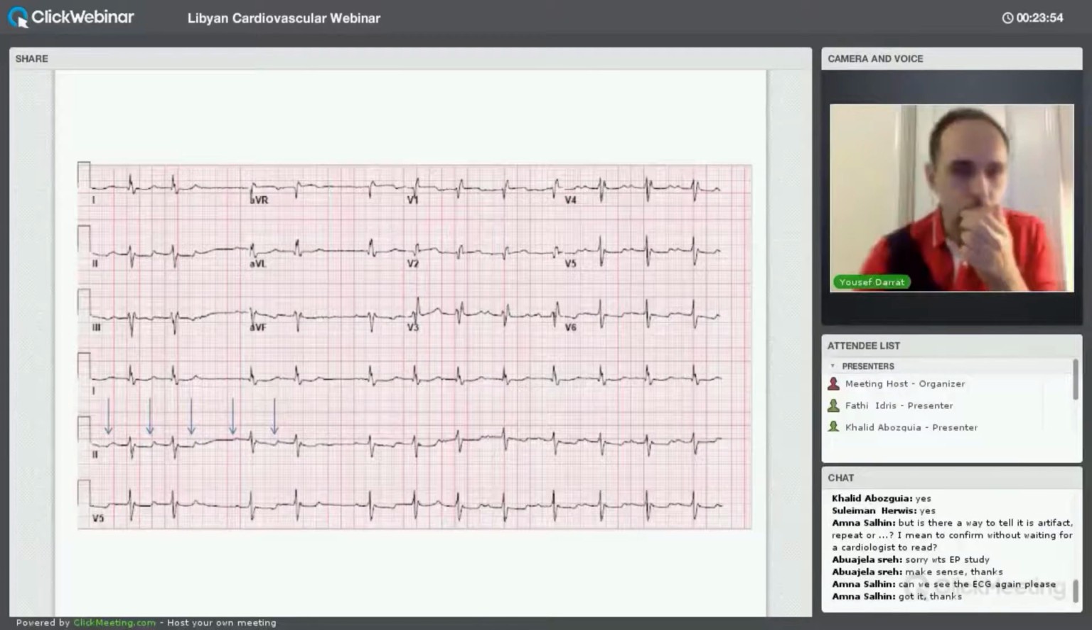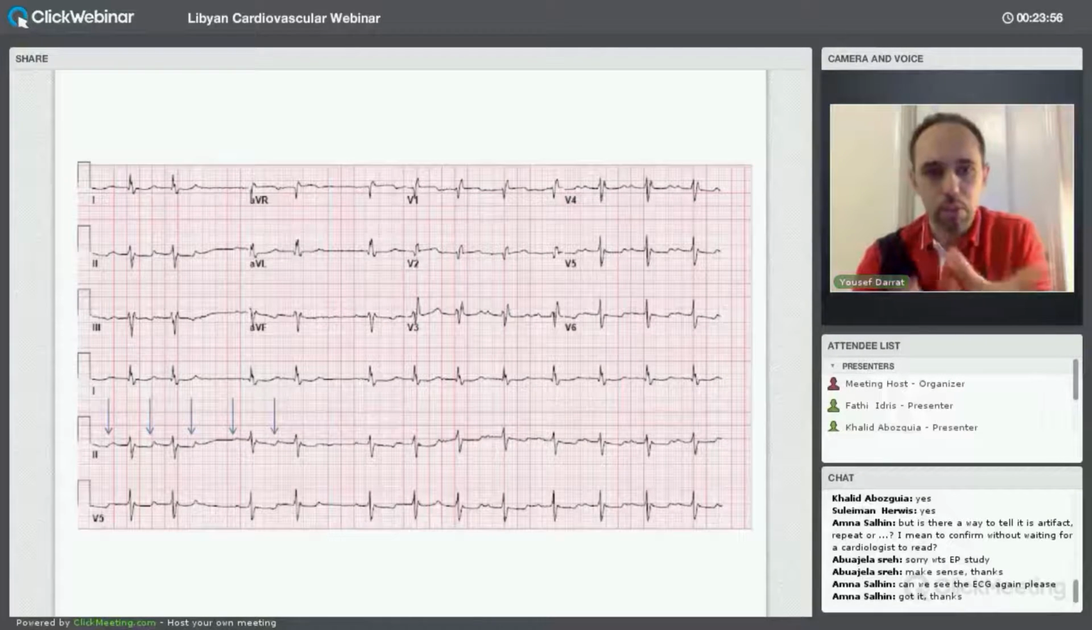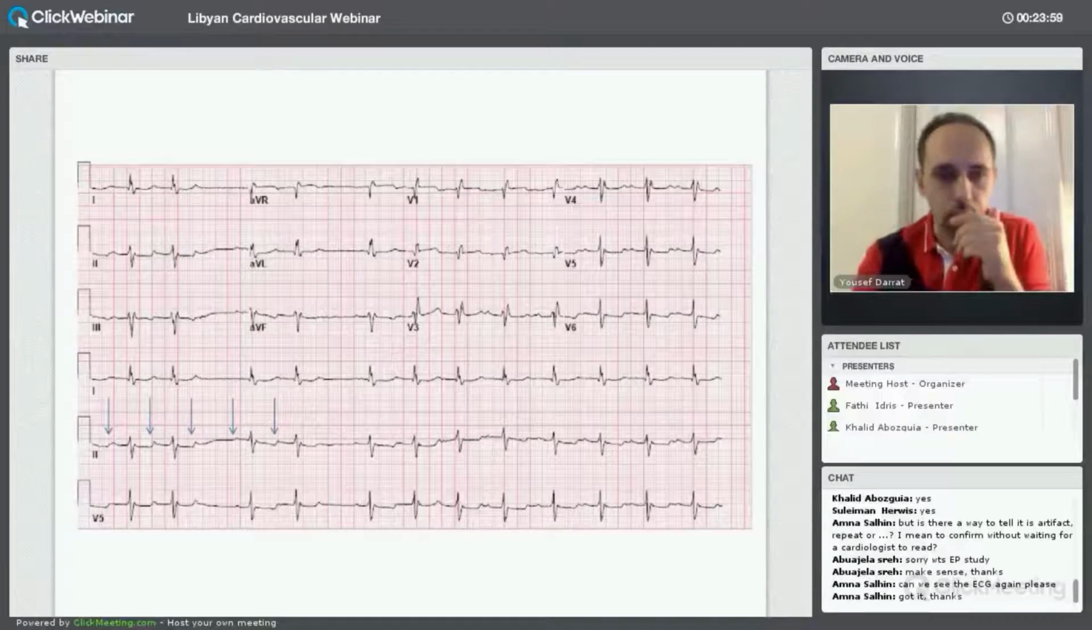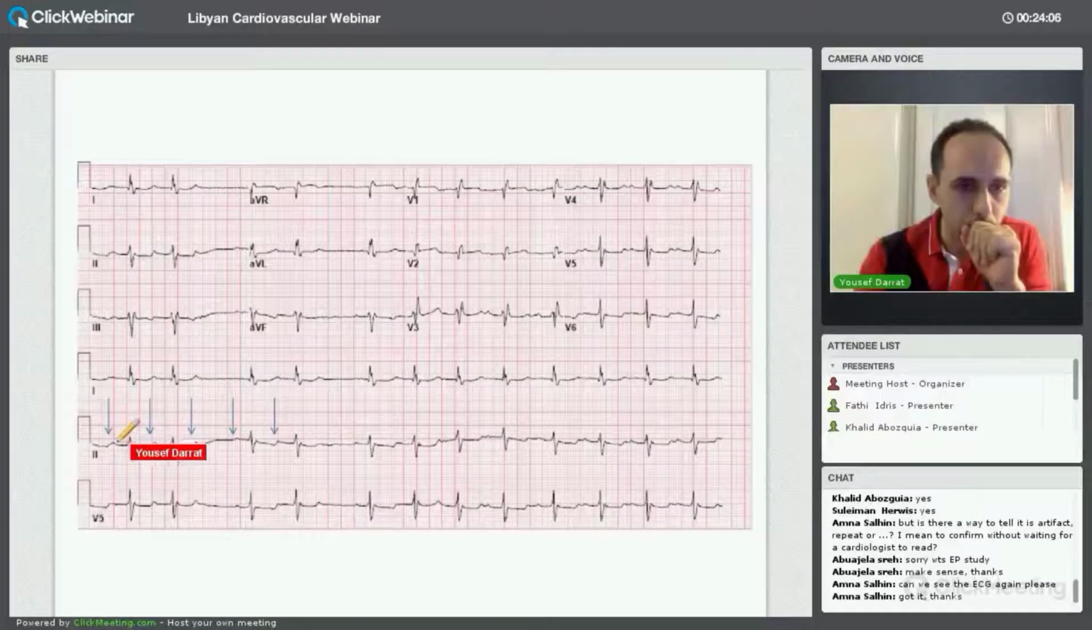You can see that there's some group beating. Whenever I see group beating, I would think of second degree, usually type 1. So let's go step by step. You can see here there's a P wave, though it's actually in the later part of the T wave of the previous complex. Then if you measure the P to R interval here, it gets longer compared to this one. And then you have another P wave in the later part of the T wave.